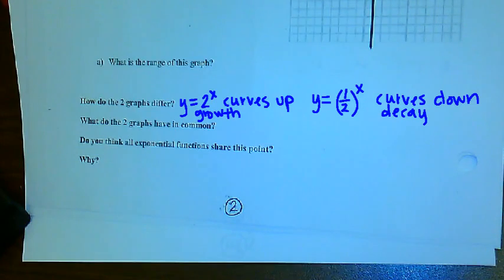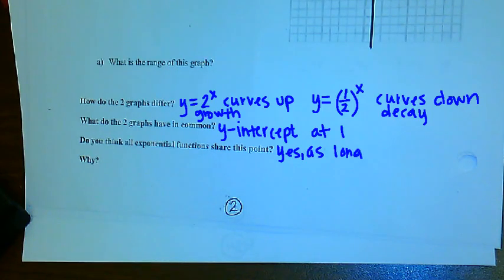All right, the thing they both have in common is they both have a y-intercept at 1. Okay, do you think all exponential functions share this point? I'm going to say yes, as long as a equals 1. So remember, think of y equals a b to the x. So as long as this equals 1, then they will always go through that.